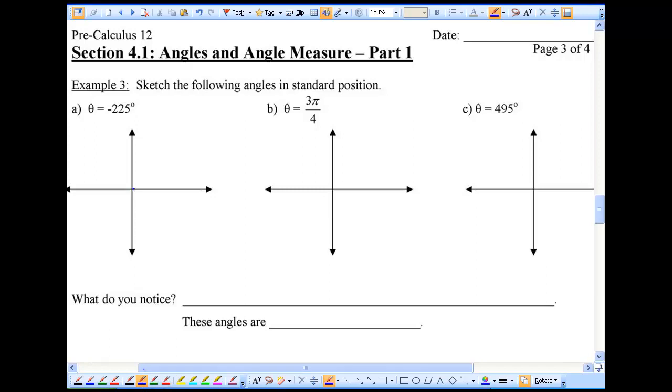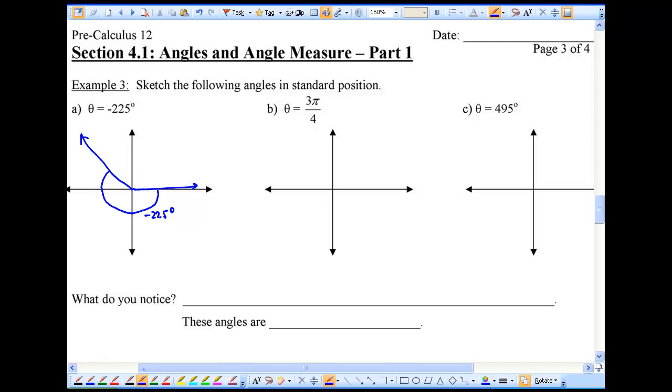Okay, so remember all of them start on the initial arm, and because this is negative, I'm going backwards, or clockwise. This is negative 90. This is probably negative 180. So probably somewhere here. So I'm assuming that this would be negative 225 degrees.